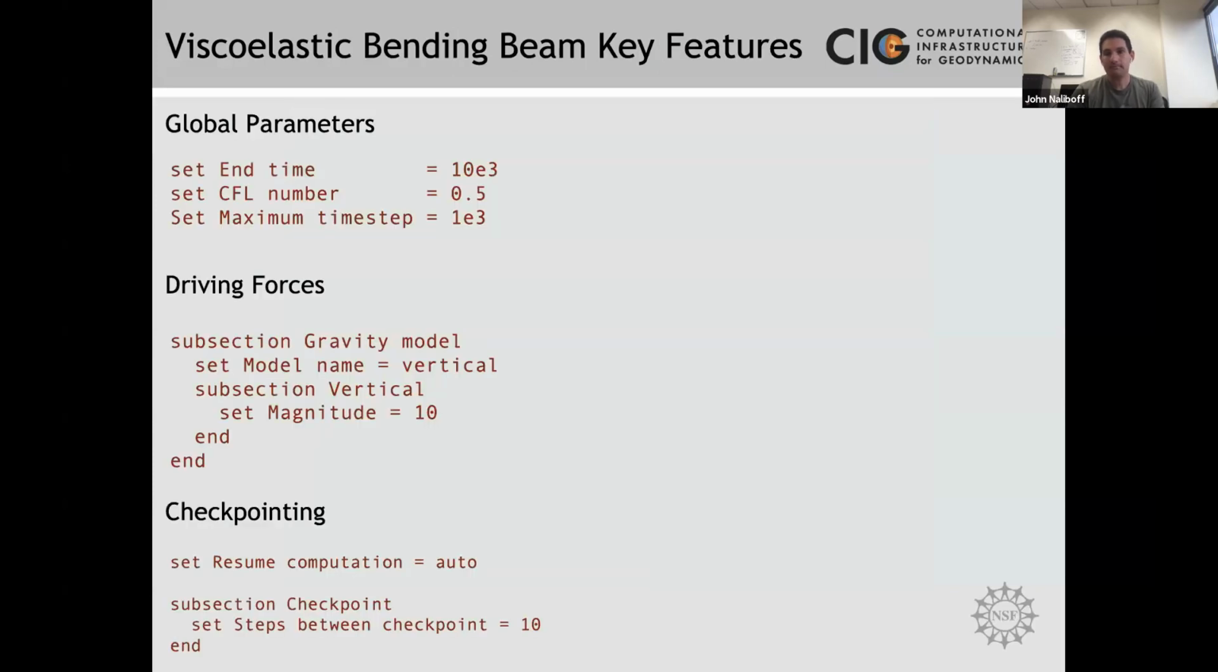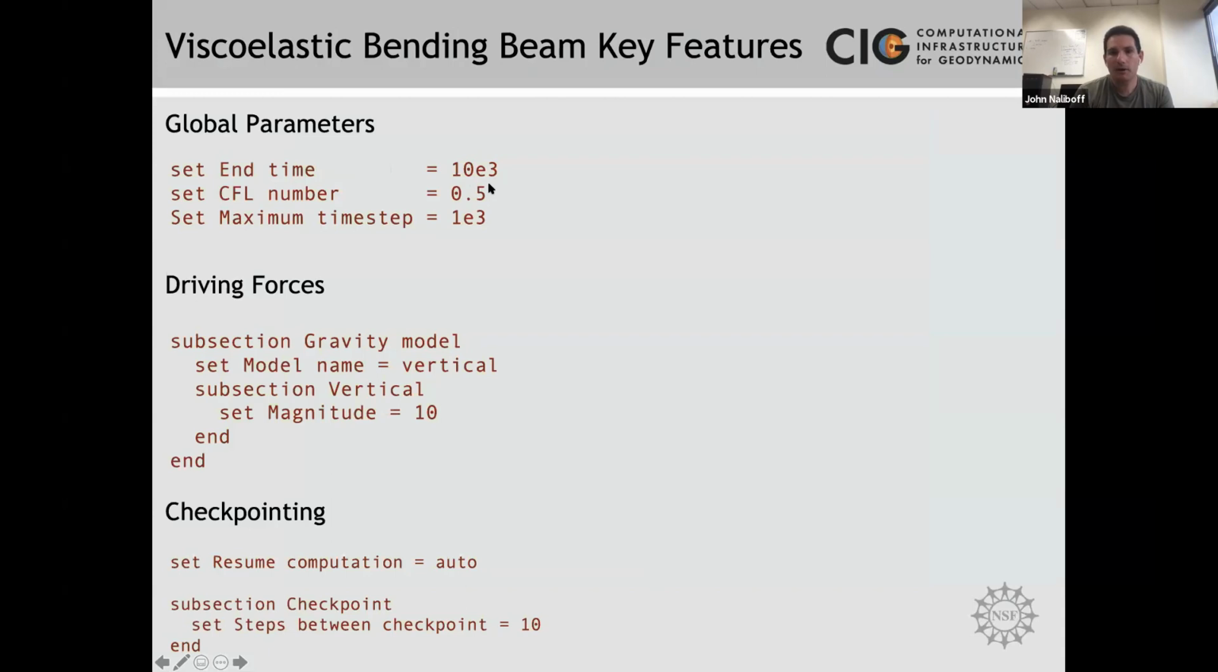So then if you look in the parameter file at how you actually design this model, it's pretty straightforward. If you look at the global parameters, here we set the end time to 10,000 years, at least in the example in the virtual machine. A number of you may have changed that to 50,000 years.